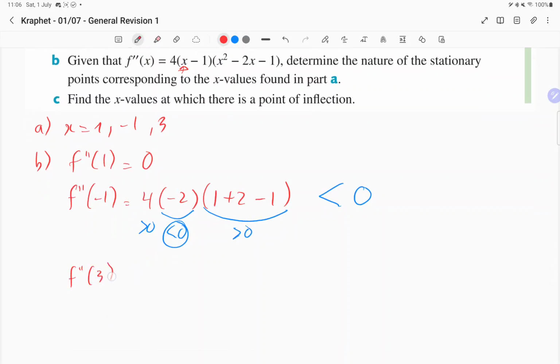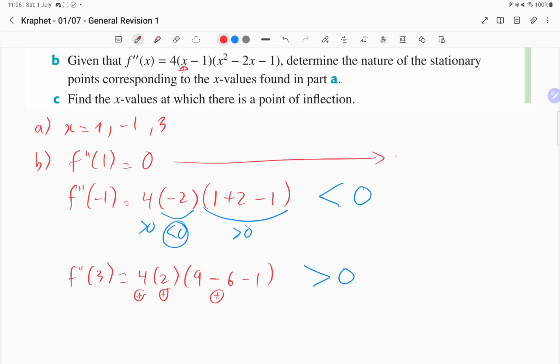Second derivative at 3 would be 4 times 3 minus 1 is 2. And that would be 9 minus 6 minus 1. So that's positive, positive. 9 minus 6 minus 1 is 2. That's also positive. So this whole thing will be more than 0.